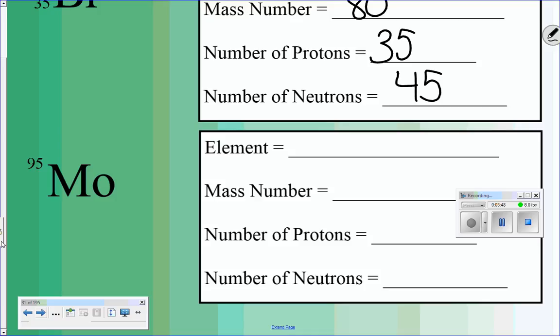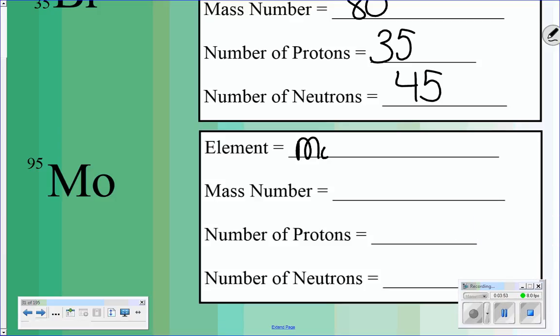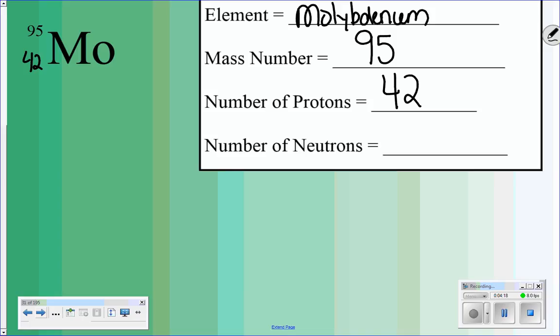Now the next one, I threw a little trick at you. I gave you molybdenum. I didn't give you that bottom number. So you're saying, okay, I know my mass number is 95. You're actually not required to write that bottom number. If you go to the periodic table and find molybdenum, you'll see that it's number 42, which means you can fill in a 42 down there, or you can leave it off. It's assumed because people know that since it's molybdenum, it has to have 42 protons. So for my number of neutrons, I'm going to subtract those and get 53.